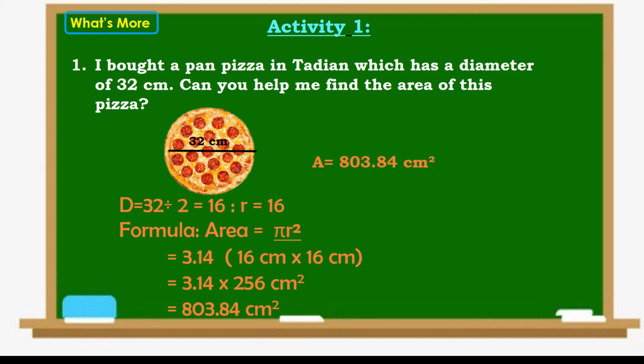And then translate: 3.14 times 16 squared, to come up with the answer, which is 803.84 square centimeters.